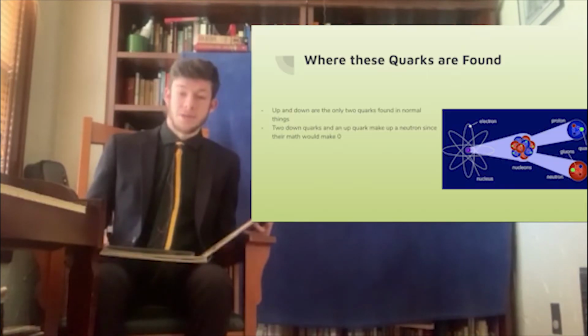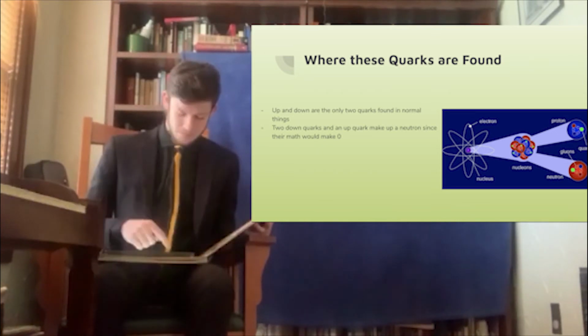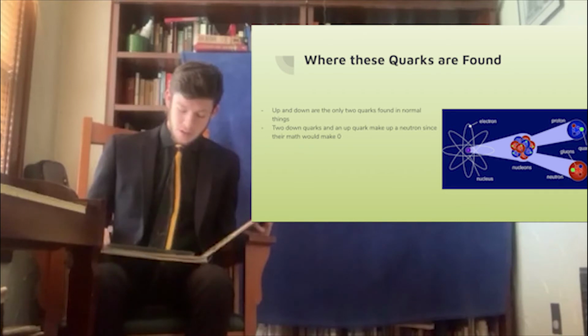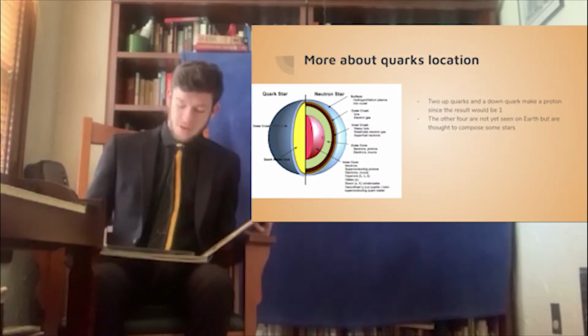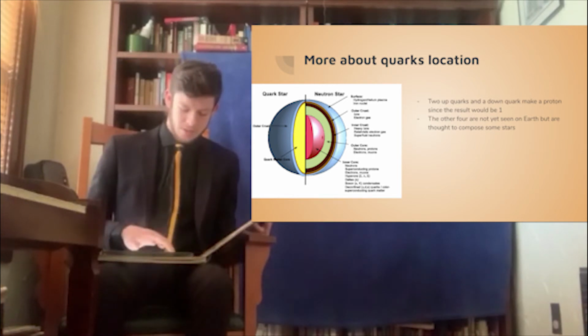Where these quarks are found. Up and down are the only two quarks found in normal things. Two down quarks and an up quark make a neutron, since their charge would make 0. Two up quarks and a down quark make a proton, since the result would be positive 1. The other 4 are not yet seen on Earth, but are thought to compose some of the stars in space.